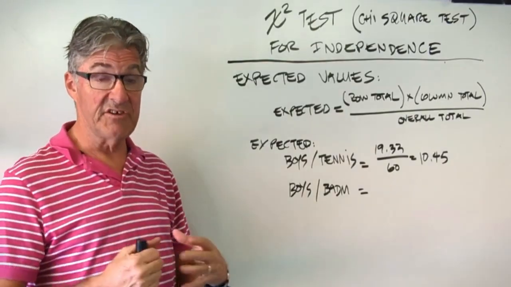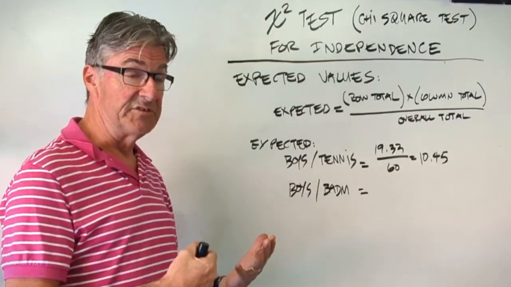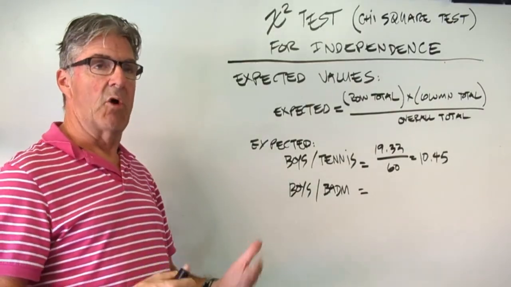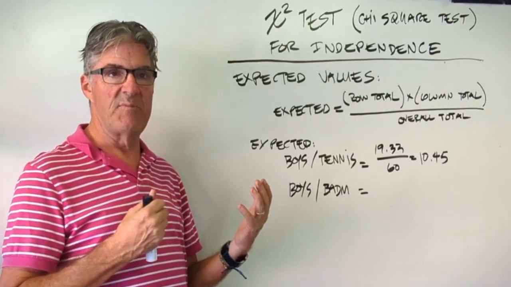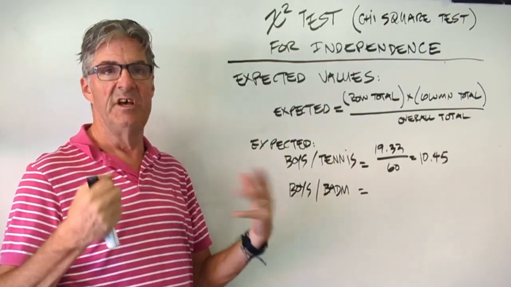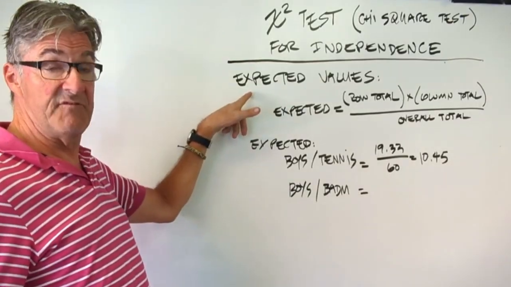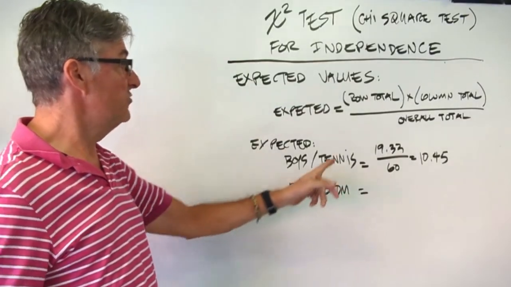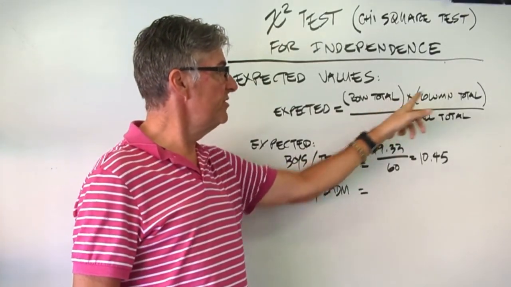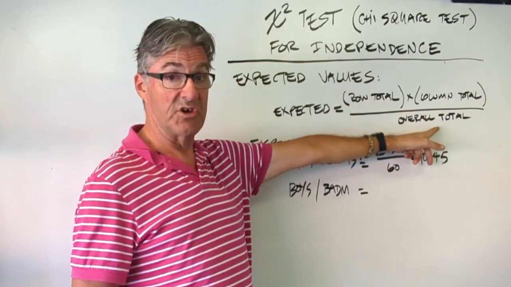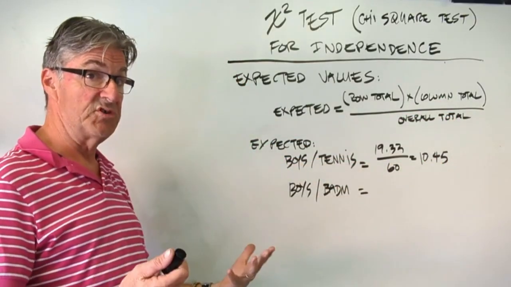Now what we need to calculate is the expected values. And if you recall from our probability unit, the expected values are what you would get from straight up probability. If you did this enough times, this is what you would expect in a sample. So the way we get expected values in our scenario is we do the row total times the column total divided by the overall total. And that just gives you a straight up proportion.